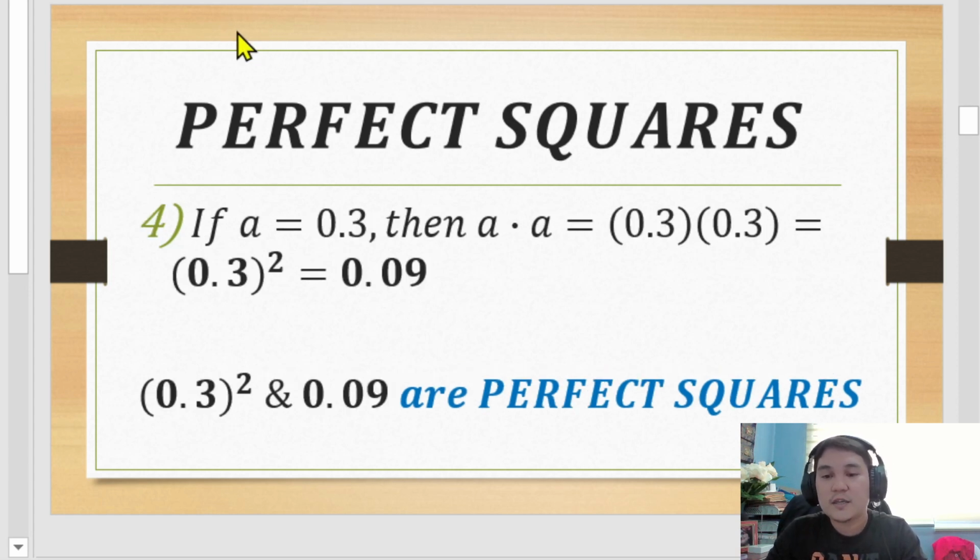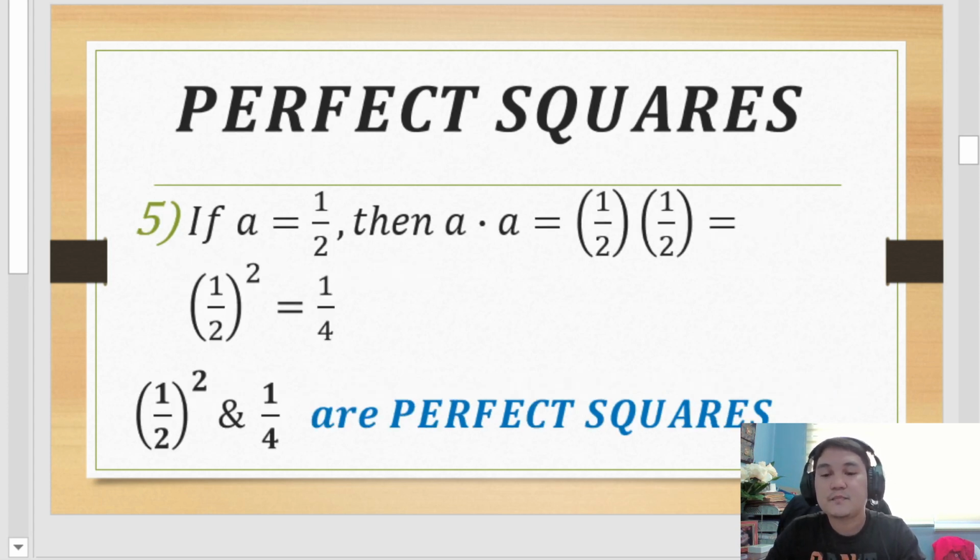Number 4. If A is equal to 3 tenths, then A times A is equal to 3 tenths times 3 tenths. To change this 3 tenths times 3 tenths into its exponential form, that gives us the quantity of 3 tenths, squared. And to simplify that, that gives us 9 hundredths. This quantity of 3 tenths squared and 9 hundredths are perfect squares.